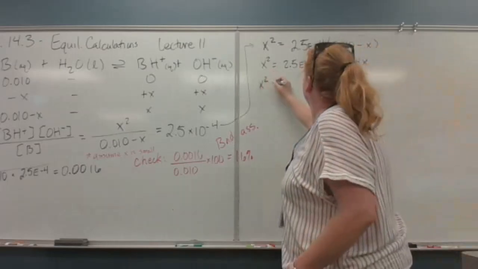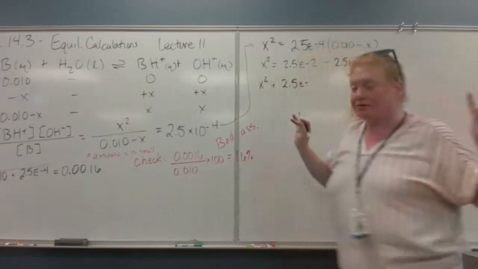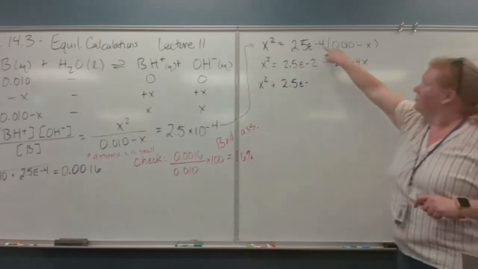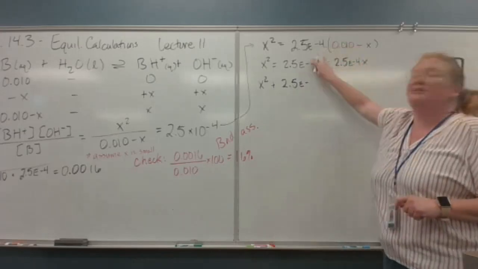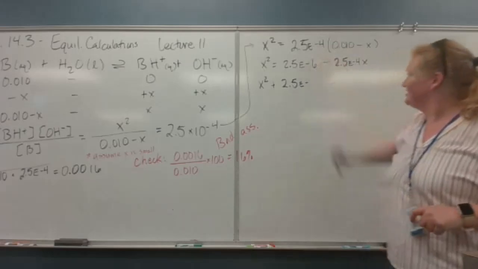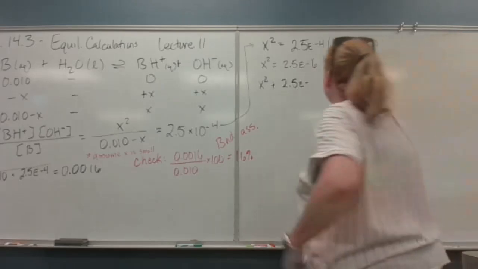This side. What did I do? I got e to the negative 6. Yeah, yes, yes. I'm sorry. Yes, you're right. My bad.